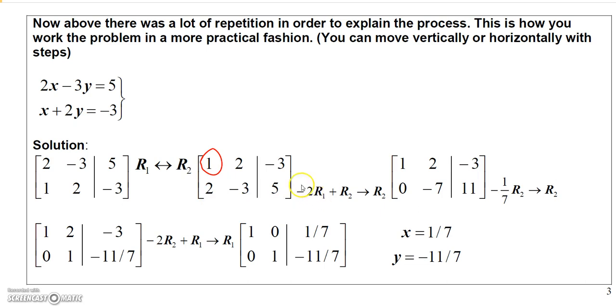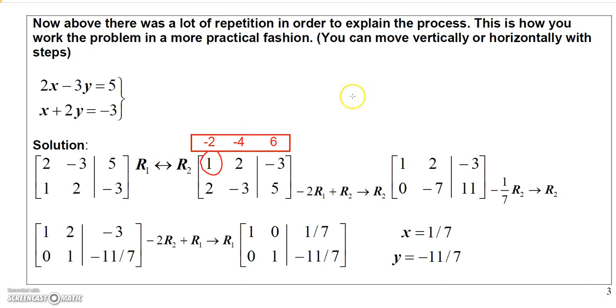So multiply row 1 by -2, and if we multiply row 1 by -2, we're going to get negative 2 times 1 is negative 2, negative 2 times 2 is negative 4, and negative 2 times negative 3 is positive 6. So I'm going to add these values to row 2. Negative 2 plus 2 gives me the 0 that I'm going to put here. Negative 4 plus negative 3 is going to give me the negative 7 that I'm going to put here. And then 6 plus 5 is going to give me the 11 that I'm going to put here.